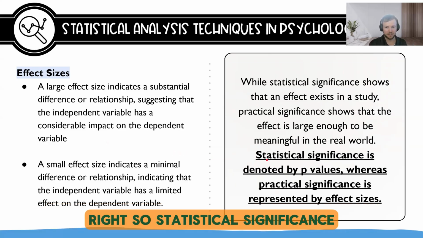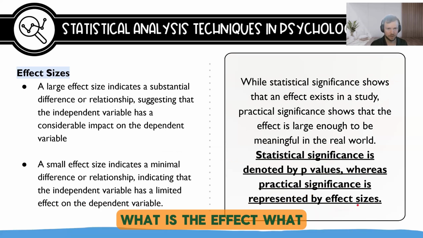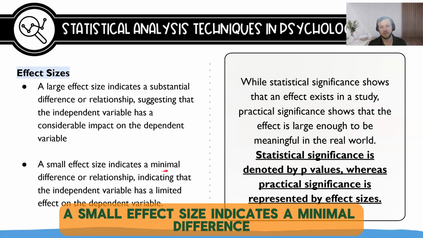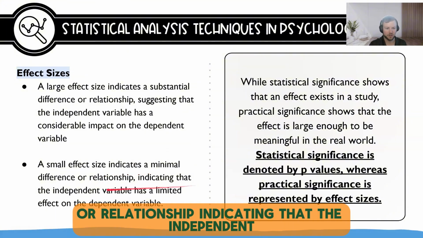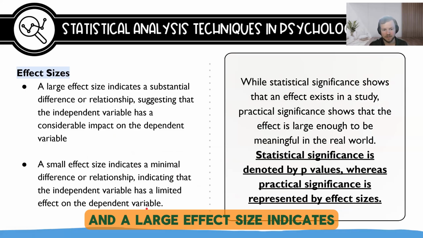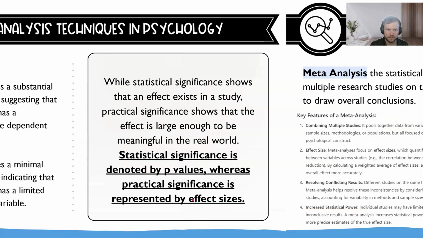So statistical significance, extremely important. Practical significance is represented by effect size. What is the effect? Basically, we're already doing this with naturalistic observations and descriptive statistics. A small effect size indicates a minimal difference or relationship, indicating the independent variable has a limited effect on the dependent variable. And a large effect size indicates a large relationship between variables.